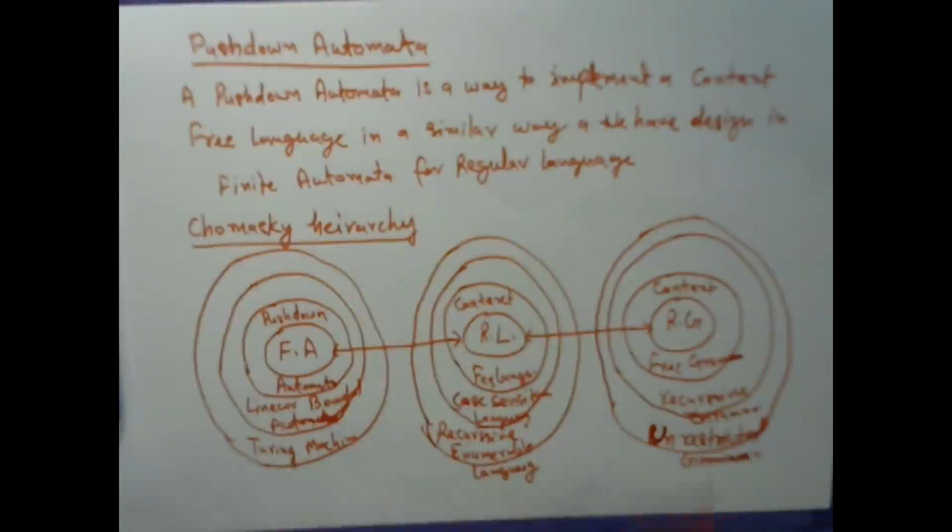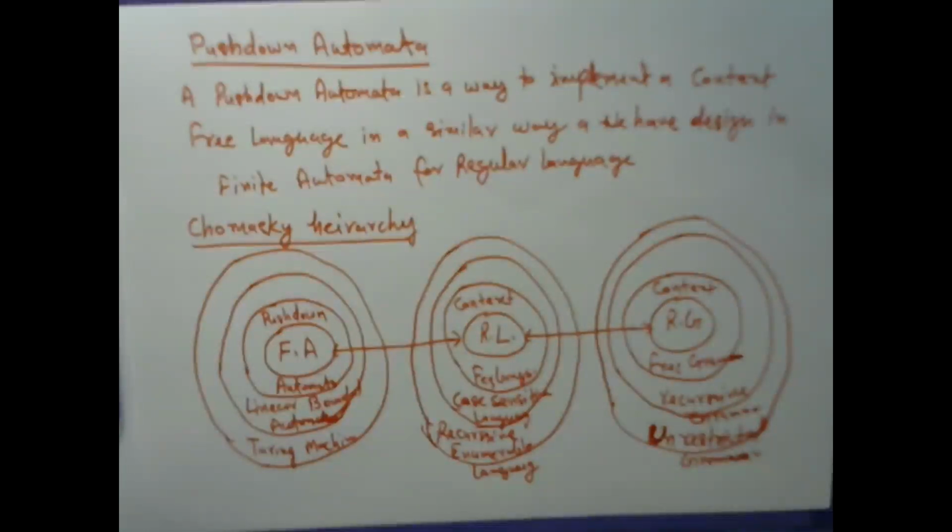There are four kinds of automata, four kinds of language, and four kinds of grammar. Each set of automata can understand each set of language, and each set of language can be explained by each set of grammar. This is defined by the Chomsky hierarchy, so that we can understand the automata in the form of language and in the form of grammar.